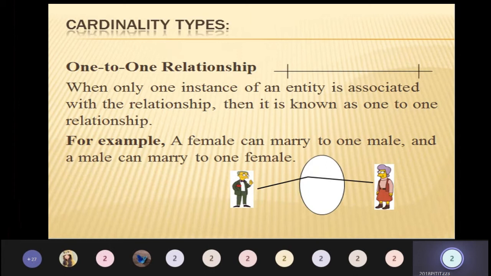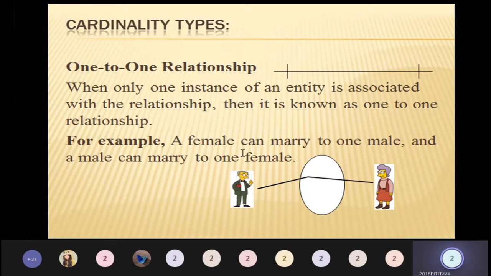For example, we take two entities named A and B. An entity in A is associated with at most one entity in B, and an entity in B is associated with at most one entity in A. This means that when only one instance of an entity is associated with the relationship, it is known as a one-to-one relationship. Here, look at this example.